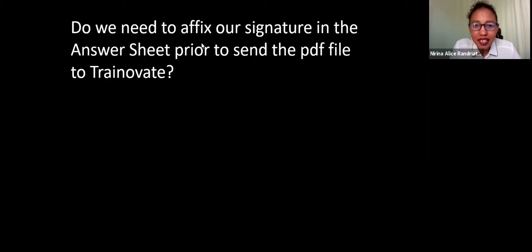Do we need to affix our signature in the answer sheet prior to sending the PDF file to Trainovate? I'm not sure if this is for Unit 1 or Unit 2, the risk assessment. For Unit 1, for the open book exam, you do not send it to Trainovate. You will upload it on the NEBOSH learning platform.